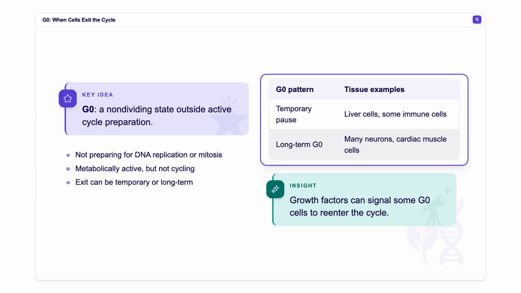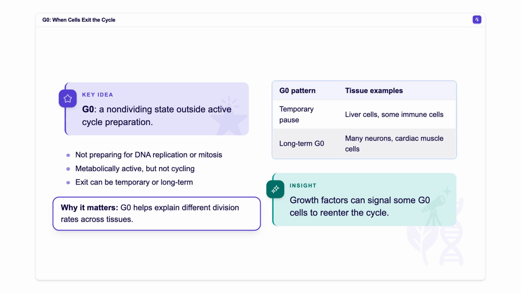Other cells enter G0 for the long term. Many neurons and cardiac muscle cells are highly specialized, so they often stay non-dividing instead of repeatedly replacing themselves. This is why different tissues have very different division rates. Skin and intestinal lining cells divide often, but many brain and heart cells divide rarely, partly because of long-term G0.